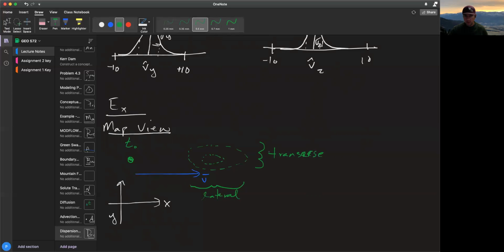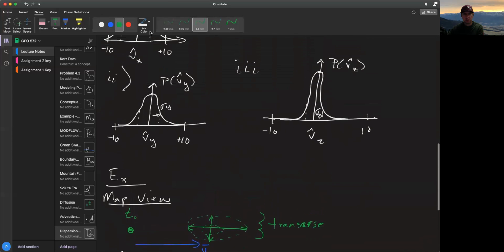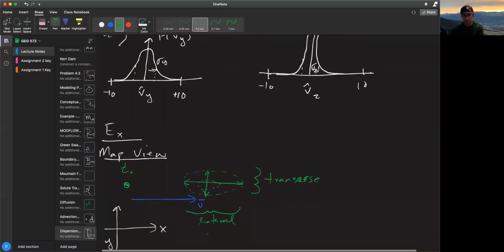But these spreading lengths, they're not the same, all right? And that's because there's no reason that our velocity distributions have to be the same. So for example, this lateral spreading is due to the distribution of v hat x. And the transverse here in the y direction is due to v hat y, right? And these distributions aren't the same, so we don't get the same spreading.